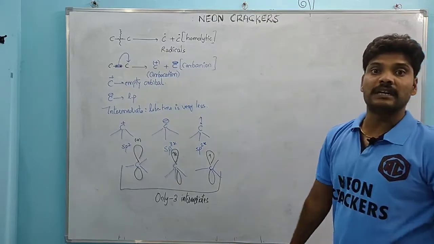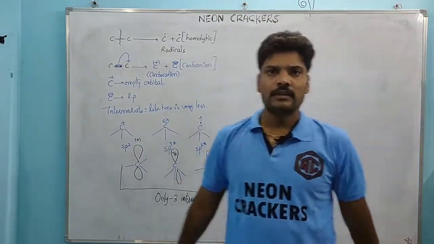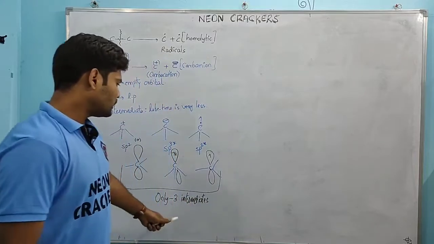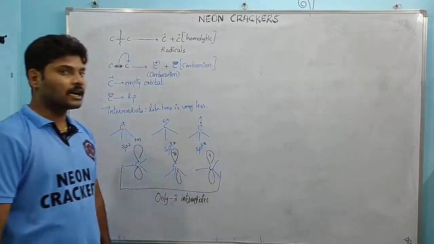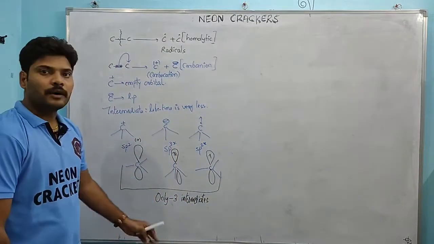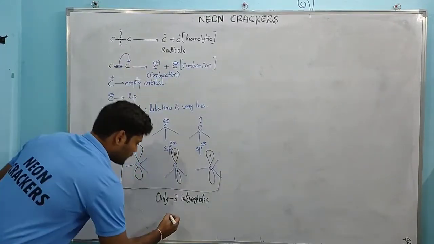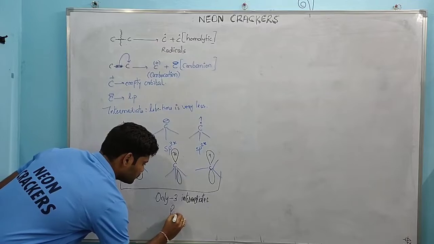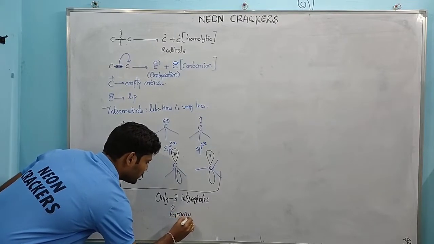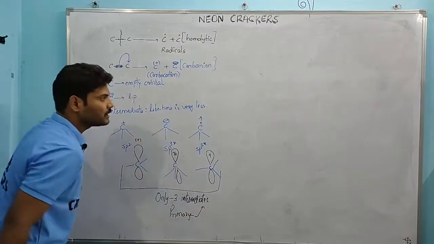Then what about those carbenes? Singlets we have, triplets we have. Singlet and triplet intermediates are also there, carbenes. So how are they forming? These are actually called primary or major intermediates.